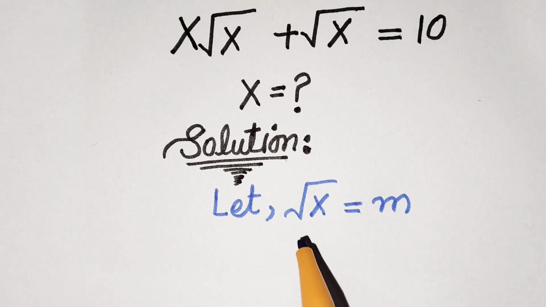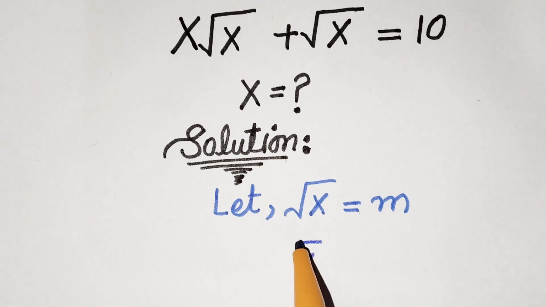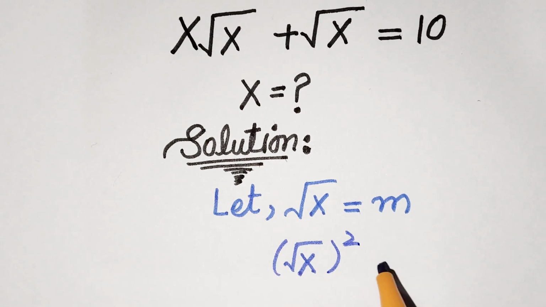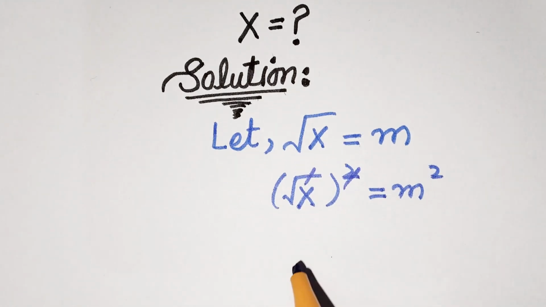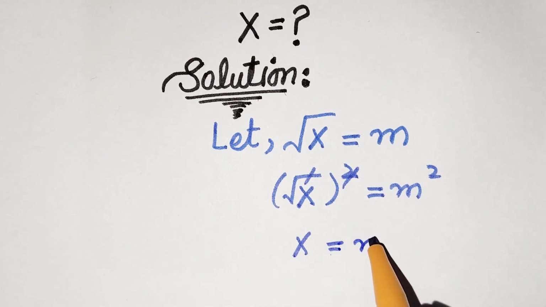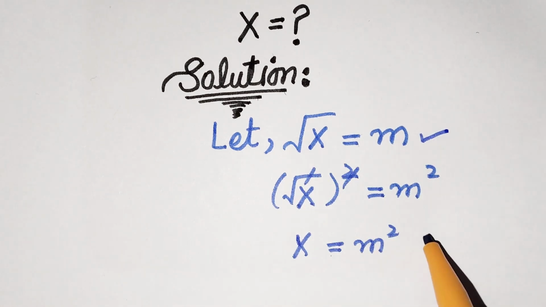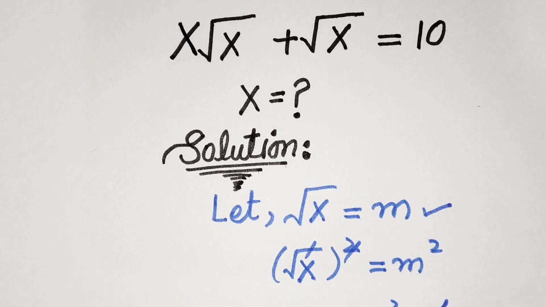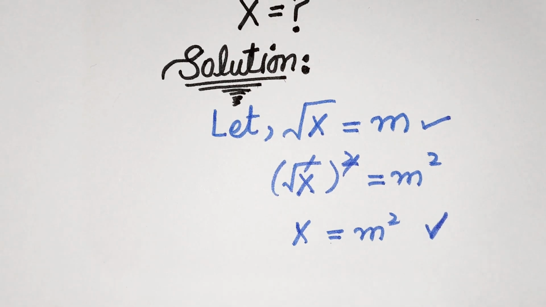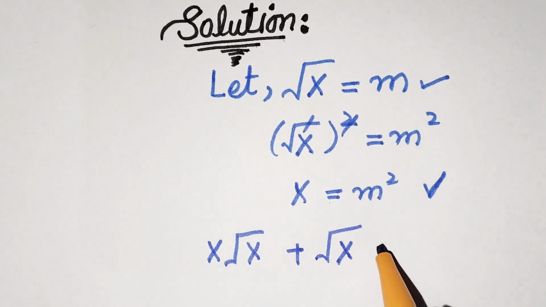First of all, we are just taking the square on both sides. Then we get (√x)² = m². So cancelling the square with the square root, we get x = m². So putting these two values, the value of √x and the value of x, in this equation, then we get, recalling the equation, x√x + √x = 10.